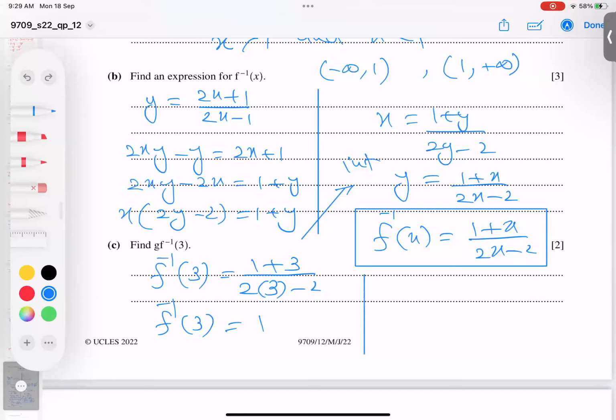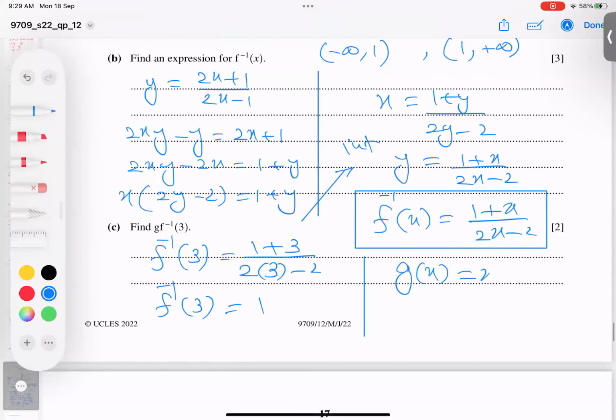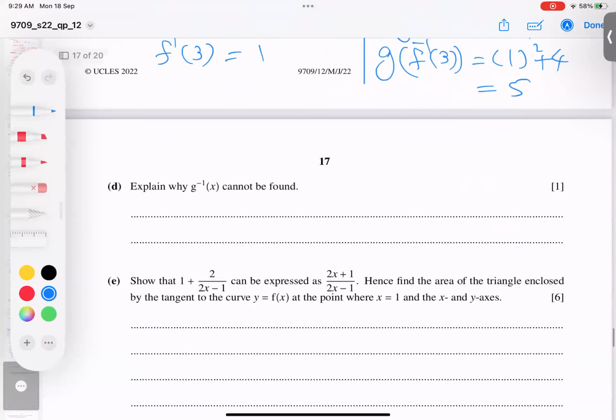In g. First of all, I'm copying the g function. So what is the g function, students? g(x) equals x squared plus 4. After copying the left-hand side, I will replace the name, and on the right-hand side I will replace its value. So g of f inverse of 3, and here I'm writing its value. 1 squared is 1, plus 4 gives us 5. This is my answer. Now, explain why g inverse cannot be found.